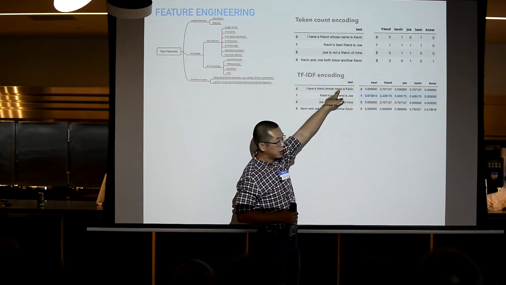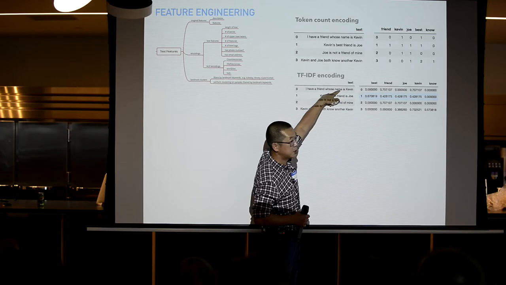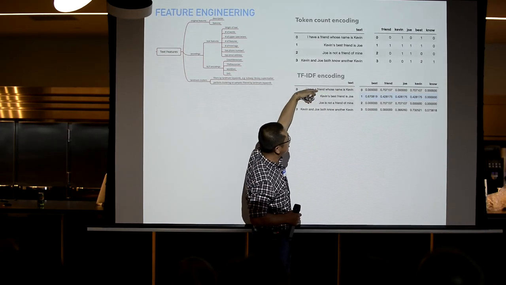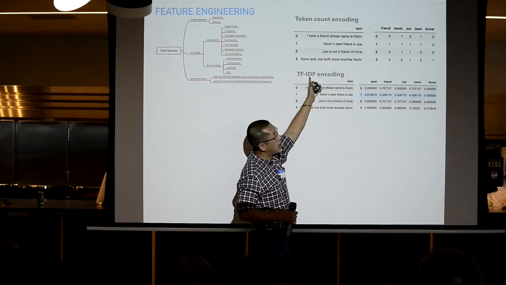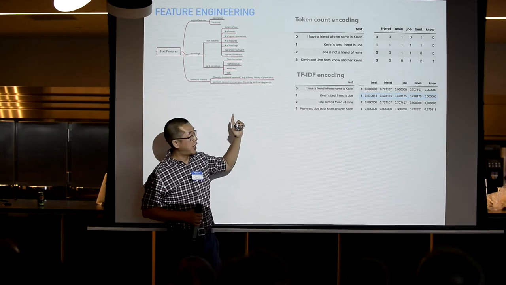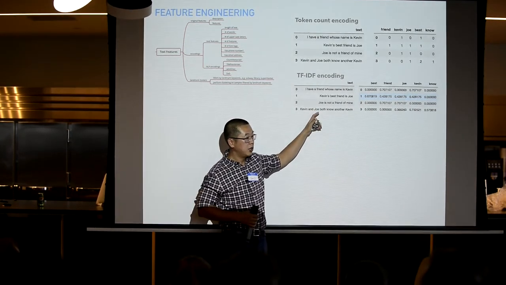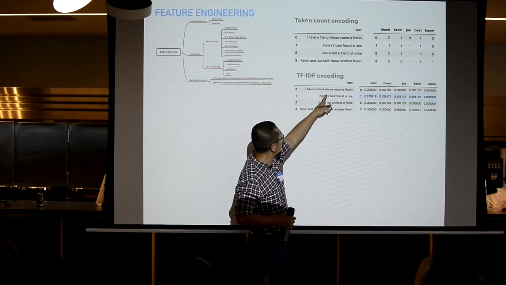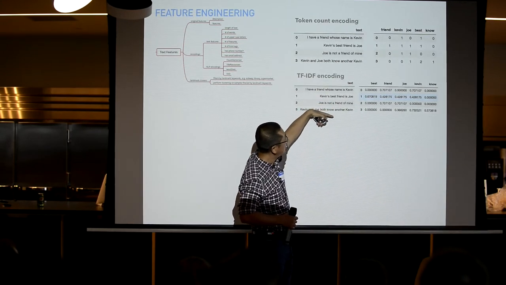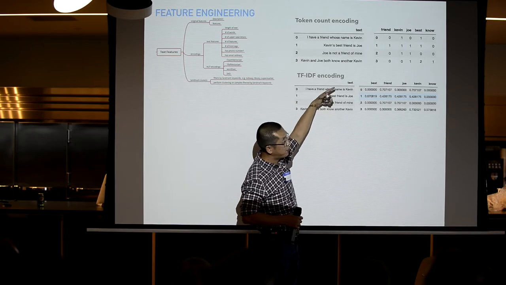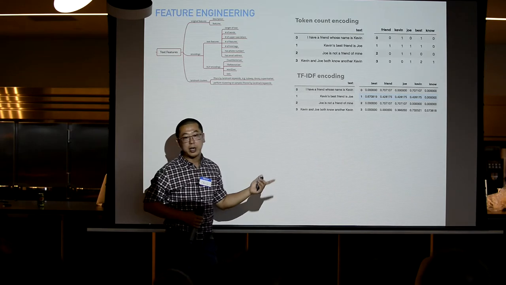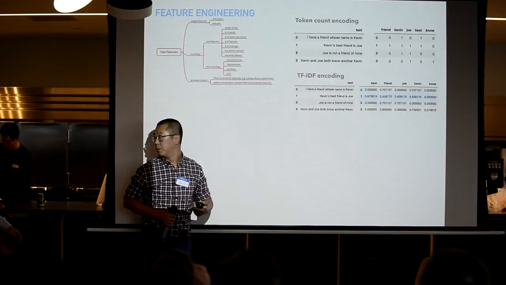Essentially, it's the occurrence in the corresponding text, the frequency in the specific text. And the IDF stands for inverse document frequency. So it's counted as the log of the total examples divided by the number of examples where you can find the corresponding word. In this way, we can penalize the more frequent words.